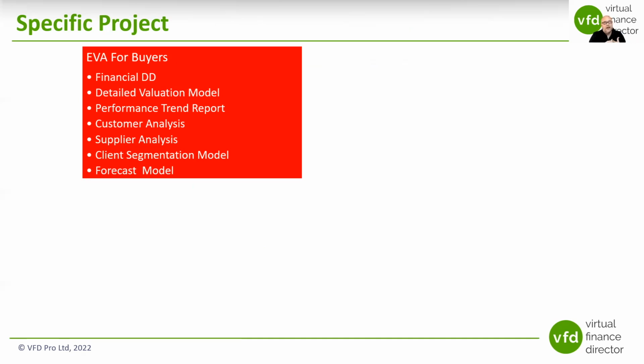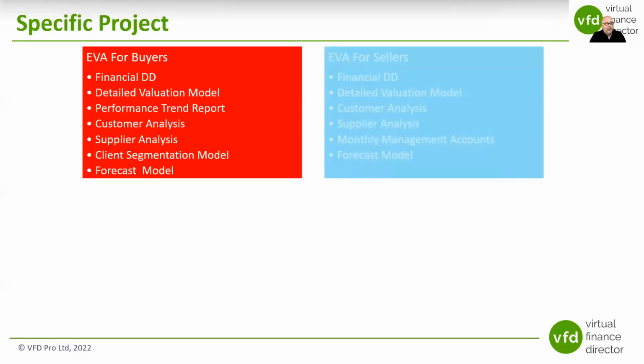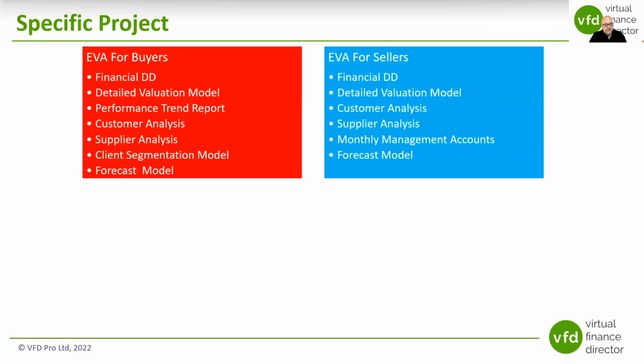I'm going to utilize the client segmentation model to help me understand not only the existing mix of business within that business, but also what impact a change in mix or introducing new service channels or new products might have on that profitability. And I'm going to also want to utilize the forecast model to help me understand what the future would look like within that business. We've got EVA for sellers, which is similar but requires a little bit less content.